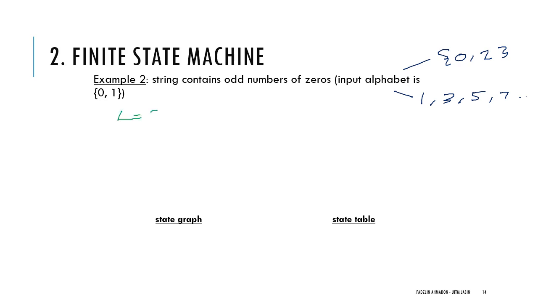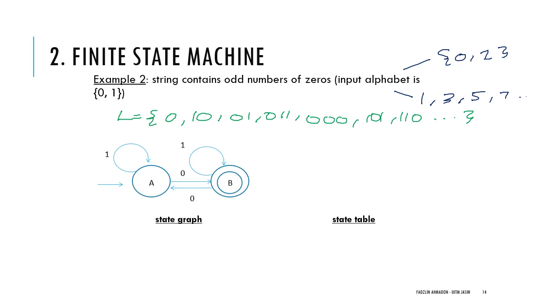So if we want to list accepted strings, we start with the shortest accepted string. The shortest accepted string in this particular example would be 0, because the string should contain an odd number of zeros. Next, we can have 1 0, 0 1, 0 1 1, 0 0 0, 1 0 1, 1 1 0, and so on. If you notice, all of the strings that I listed here contain an odd number of zeros.